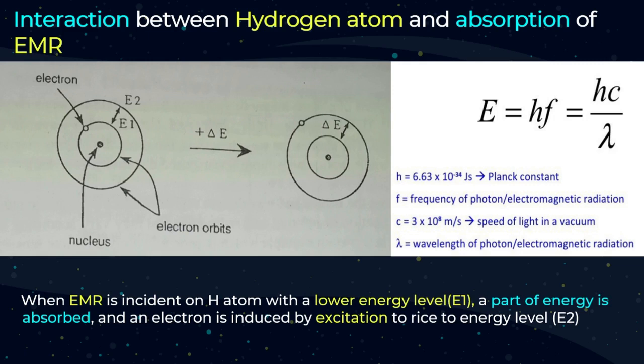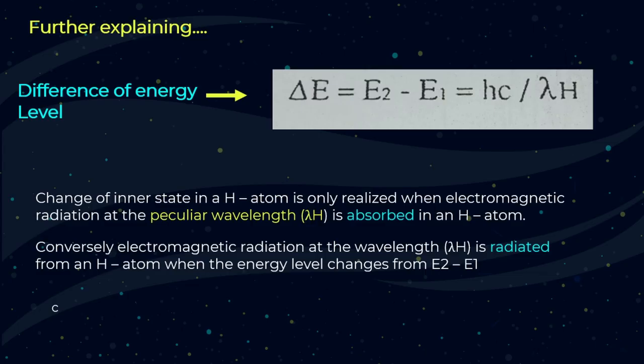If electromagnetic radiation is incident on a hydrogen atom at the low energy level, which is E1, a part of the energy is absorbed and the electron is induced by excitation to rise to the energy level E2, resulting in the upper orbit. The electromagnetic energy, E, is given as in the figure on the right side. E equals hc divided by lambda. Here h is the Planck constant, c is the velocity of light, and lambda is the wavelength.